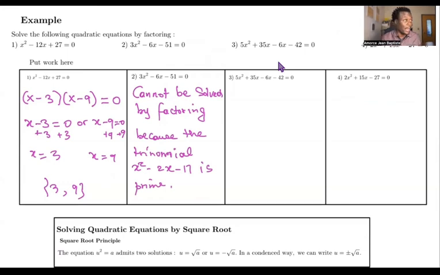Later on, we'll talk about the quadratic formula. We'll talk about completing the square so we can perform the solution. But for now, it cannot be solved by factoring. Next, we will solve this one.